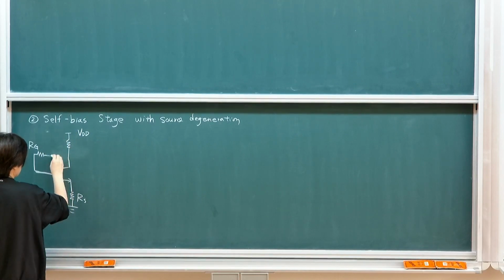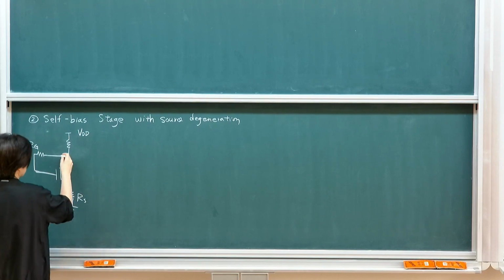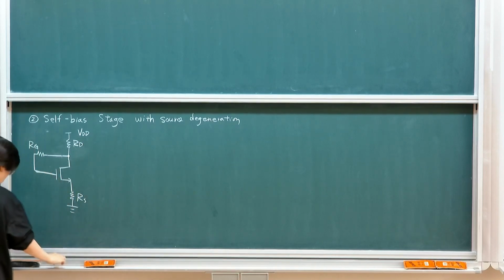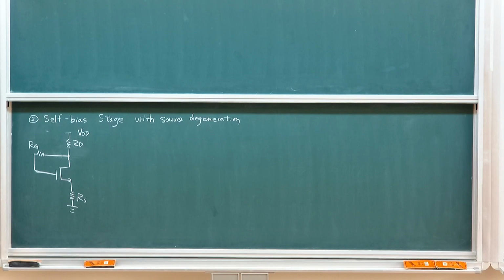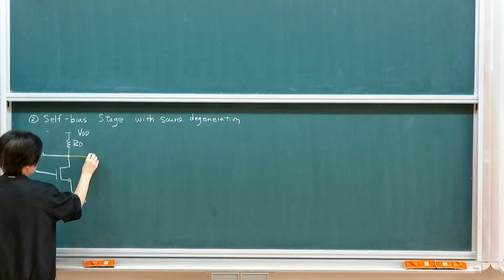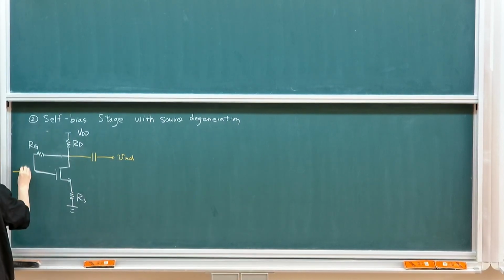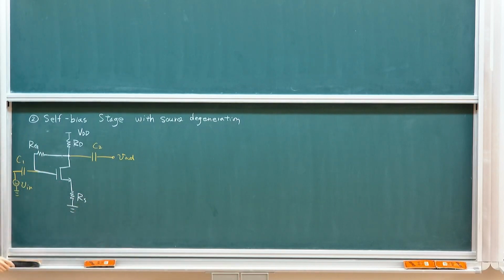Typically what happens is that you would have your output terminal. For AC analysis, this will connect to the VL, and this will connect to your source, right? These are coupling capacitors to decouple the DC and AC components. The intermediate part, the white part, is actually for establishing your DC biasing component.